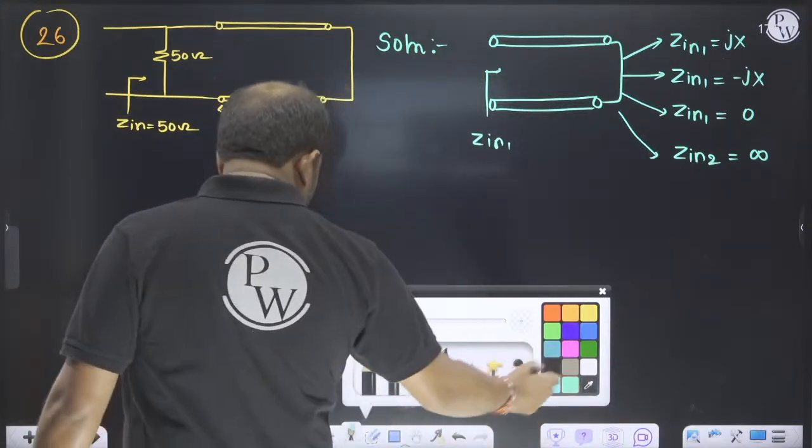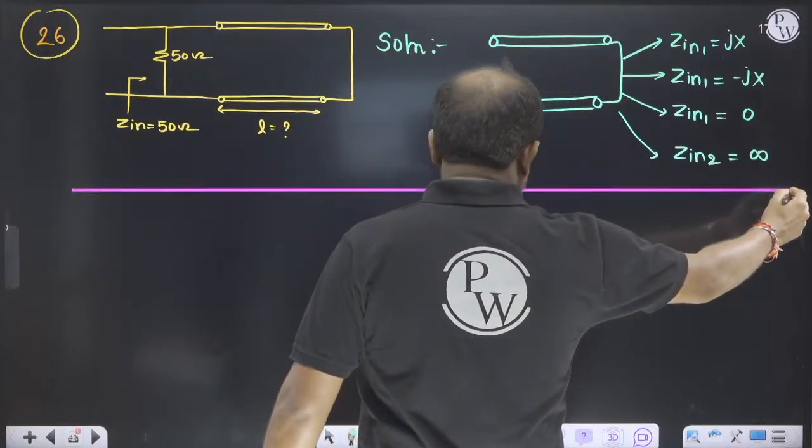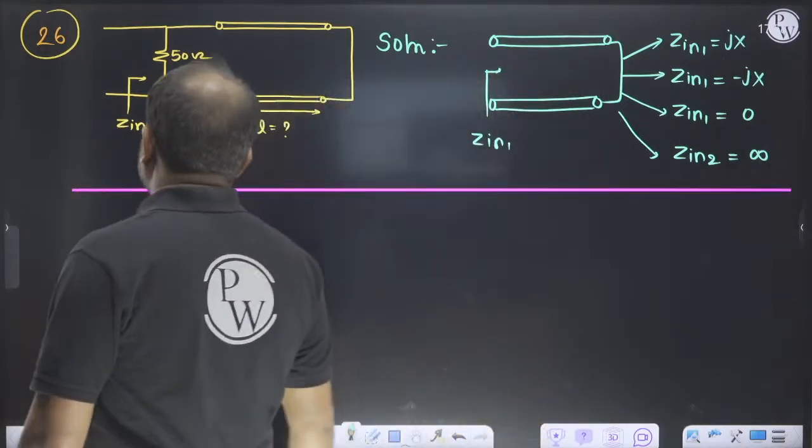Then we will go for the next part. What we will do, first of all, is draw the diagram.